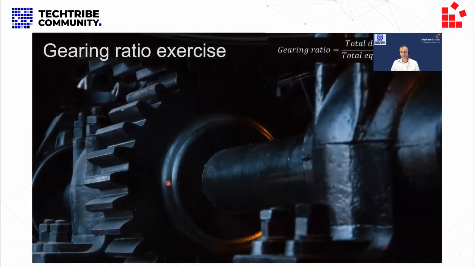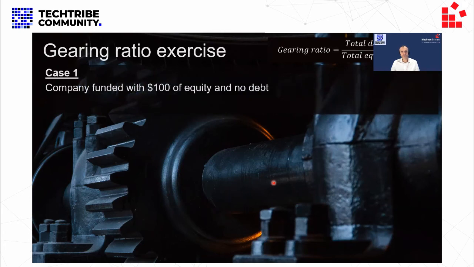Okay. The next exercise I want you to try yourself is the gearing ratio. This is too easy to give a prize for, I think, but try and give the answer in the chat. You calculate the gearing ratio as total debt divided by total equity. If we have a company funded with $100 of equity and no debt, please tell me in the chat what the gearing ratio for this company is.